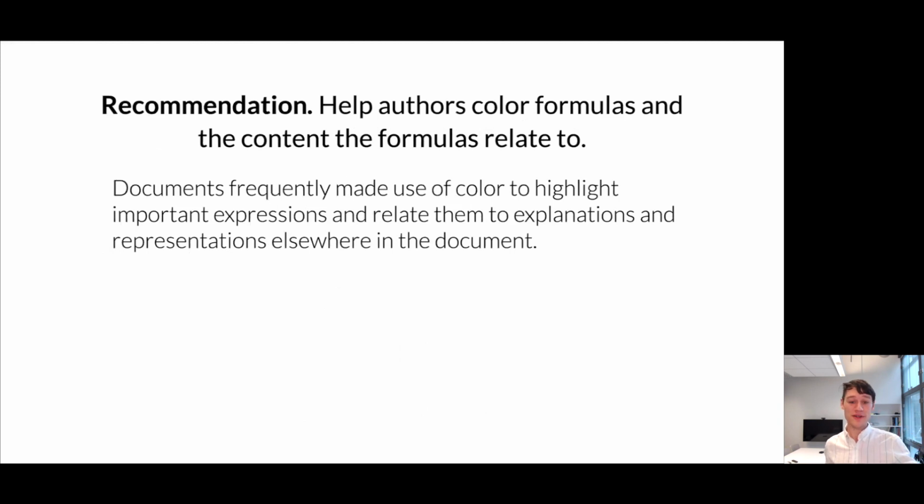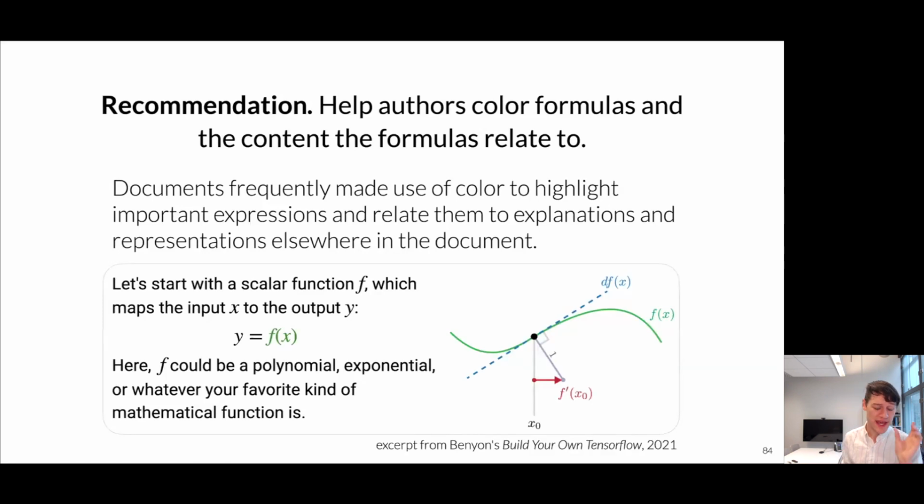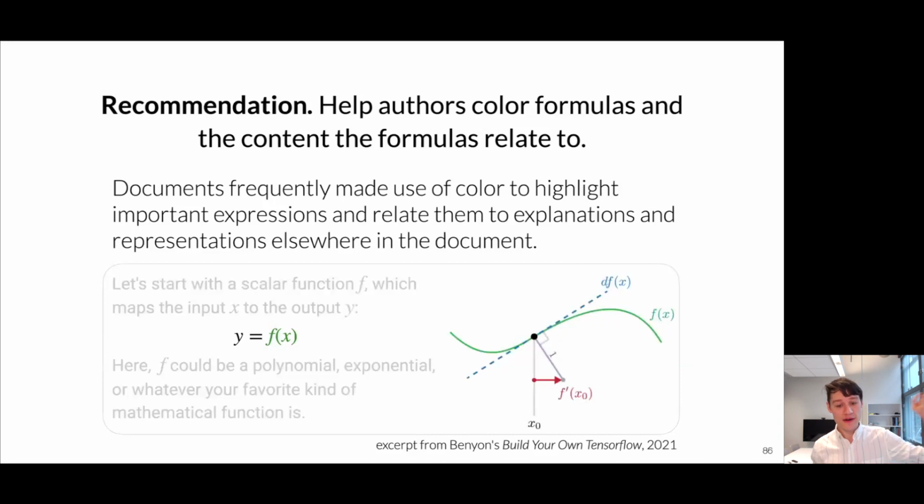First, tools should help authors color formulas and the content that those formulas relate to. One of the most common patterns that we saw in documents was their use of color to highlight important expressions and relate them to explanations and representations elsewhere in the document. For instance, here's an example passage from one of the documents, which colorized one of the functions green, and then also colorized the curve related to that function in a nearby visualization green as well, in order to, once again, allow people to really rapidly go back and forth between those 2 representations. This was the most common kind of augmentation that we observed, and it's one that should probably be easier for us to do with our existing tools.